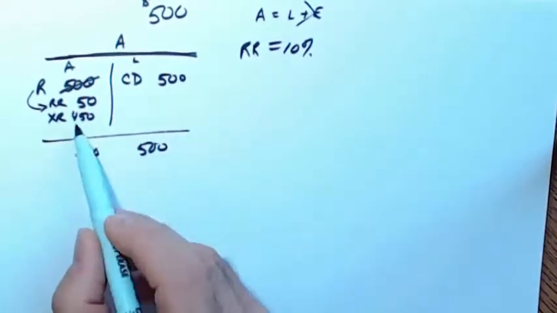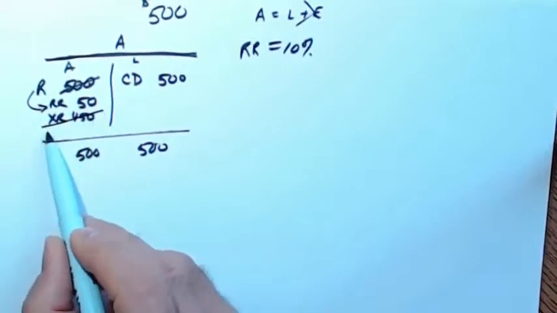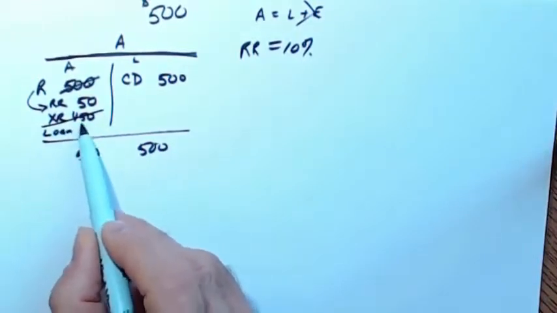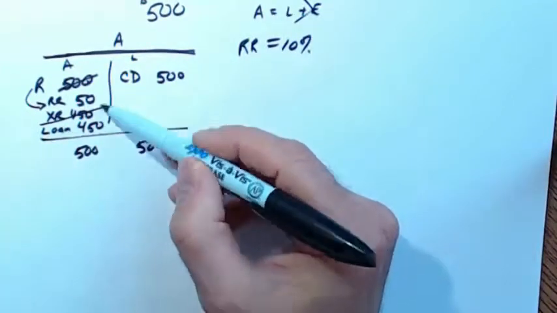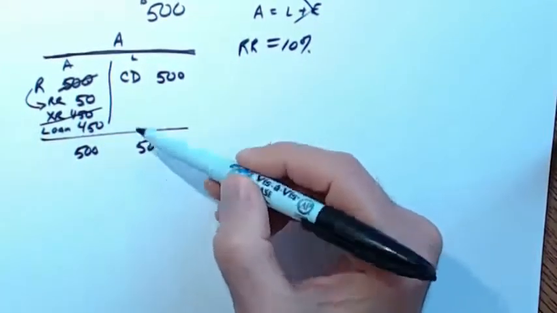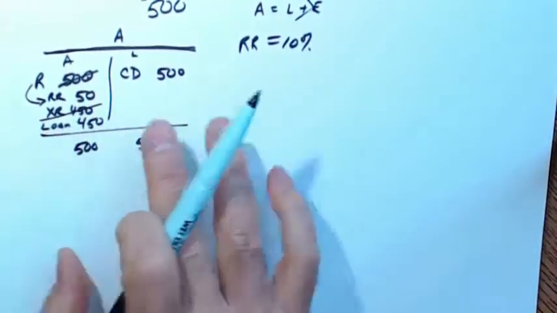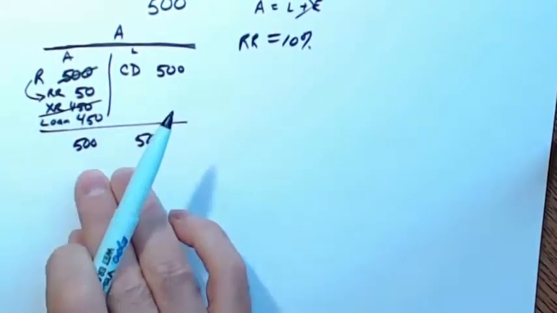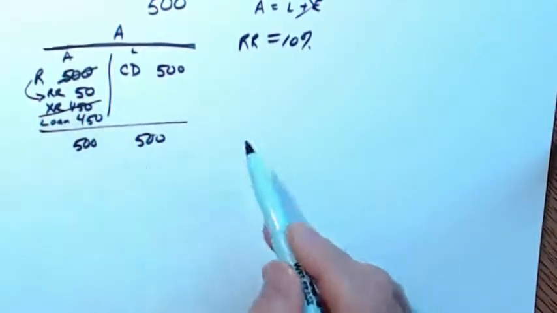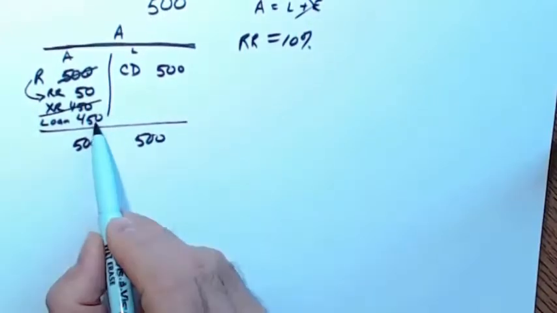And so when it lends that 450 out, the excess reserves disappear and it becomes a loan of $450. So notice, at every single point in time that I did this, the balance sheet balanced. And that's the point. No matter what you shift around here, the balance sheet at any given point in time has to balance. So you have a loan of 450, required reserves of 50, and it all works out.